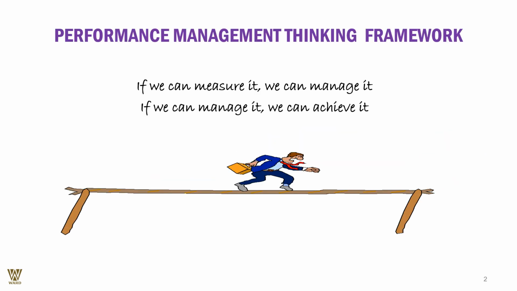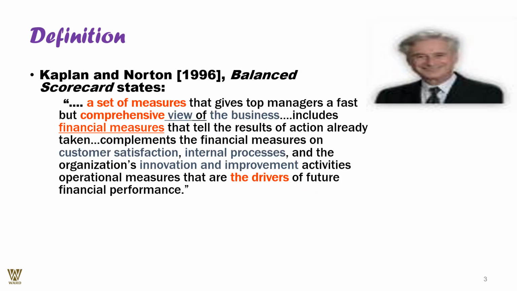It has been said that anything that can be measured can be managed, and if it can be managed, we can probably improve upon it. That is what performance management thinking is all about. First, try to measure something. Once you start measuring, you start managing that particular measurement. And once you are able to manage and control it, you can improve that measurement so that it can be achieved. This is nothing but what performance management is all about.